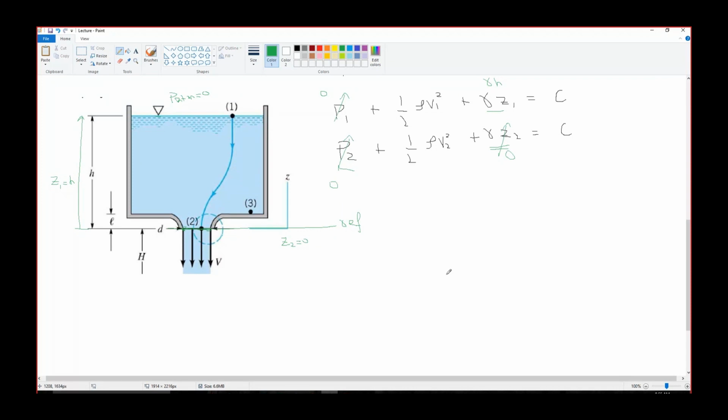Yes, sir. Now about V1 and V2. About V1, you can say it is approximately equal to 0. Why?